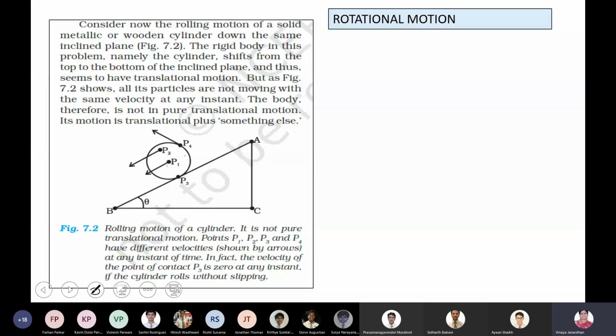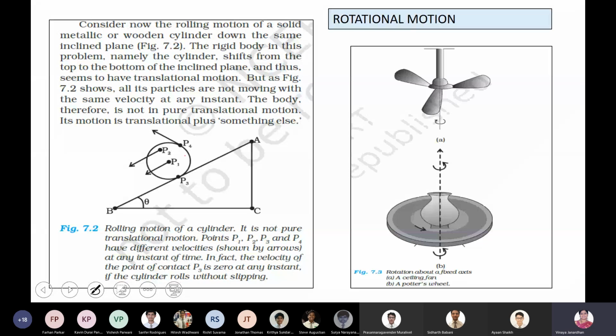So as it is rolling down, even if it rolls down an inclined plane or on plain ground, it has both translatory motion, because it's moving from one point to another point, and at the same time it is going to rotate about an axis. Whenever a body rotates, it always rotates about an axis. Can you see the axis of rotation? Now you should be familiar with all your axes of rotation. When the fan rotates, the blades are going to rotate about an axis.